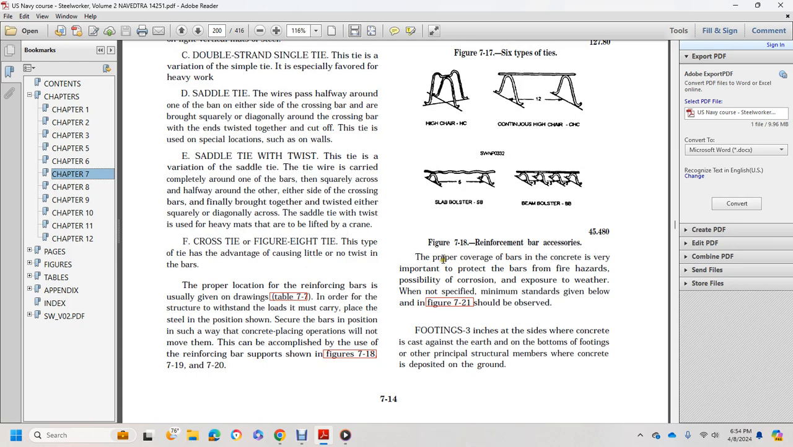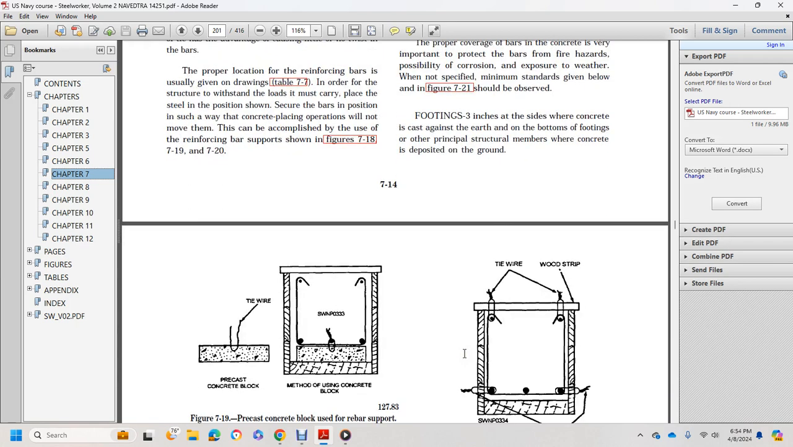Proper coverage of the bars with concrete is very important. It protects the bars from fire hazard, corrosion, and the effects of the weather. Unless otherwise specified, the minimum standards given below in figure 7.21 should be observed. Three inches for side walls with concrete against the earth, over the bottom of footings and other principal structural members where concrete is deposited against the ground.